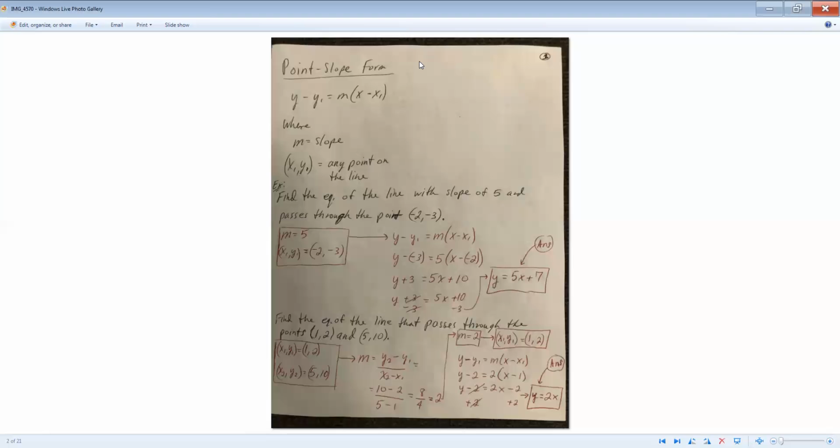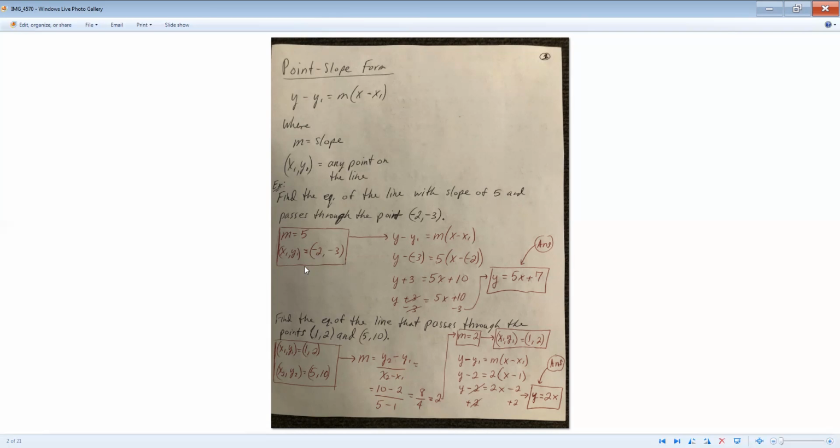Your point slope formula: y minus y1 equal to m times x minus x1, where m is your slope and x1 and y1 represents any point on the line. So if we had a problem, find the equation of the line with a slope of 5 and passes through the point -2, -3.